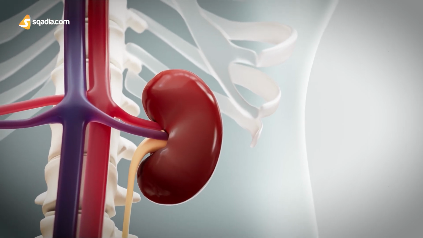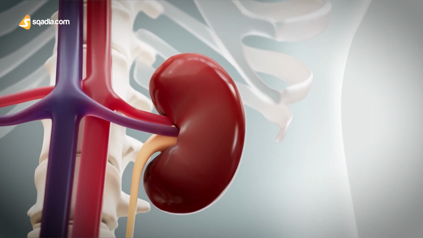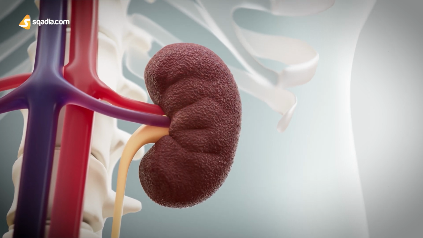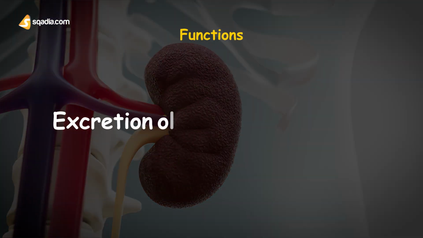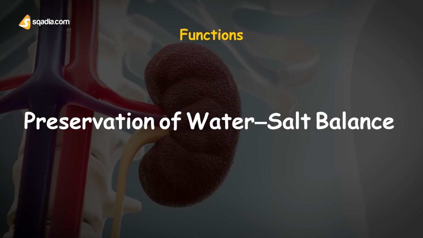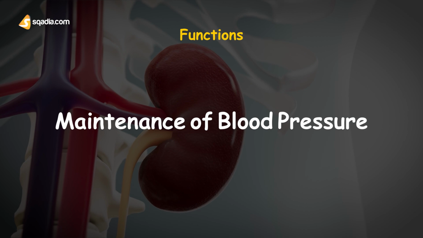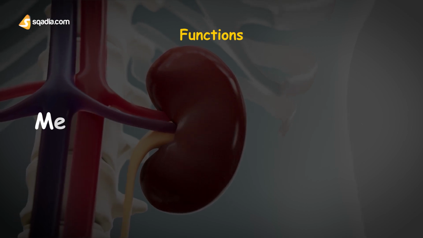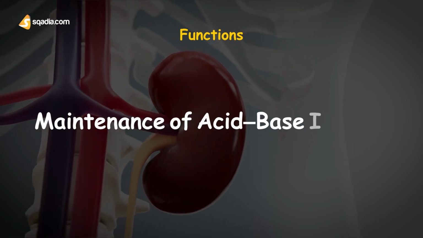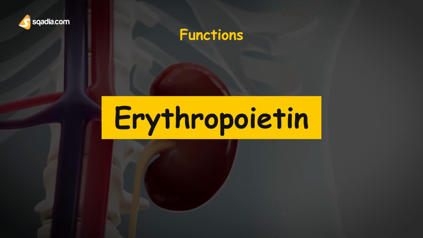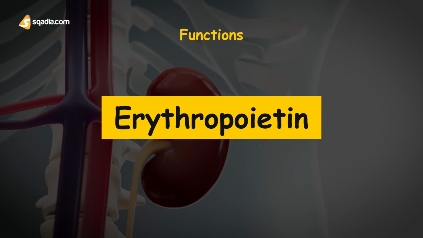The kidneys are the primary organs of excretion. Excretion is the removal of metabolic wastes from the body. The kidney performs many functions such as excretion of metabolic wastes, preservation of water-salt balance in blood and body fluids, maintenance of blood pressure, and maintenance of acid-base balance. The kidneys also produce erythropoietin, which is their own endocrine hormone.